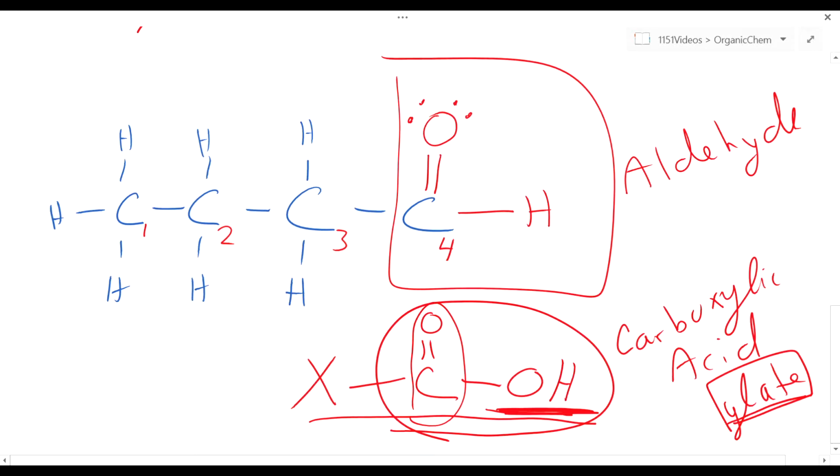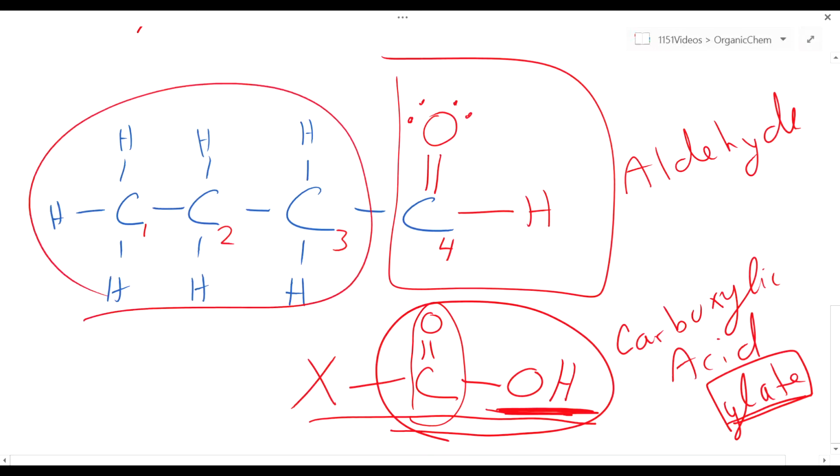Okay, so that's just what functional groups are, and you're going to need to memorize them and memorize what they look like and be able to recognize them. They're always going to be attached to some kind of hydrocarbon, an alkane, alkene, it doesn't matter, okay?